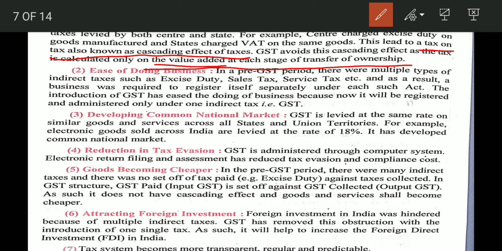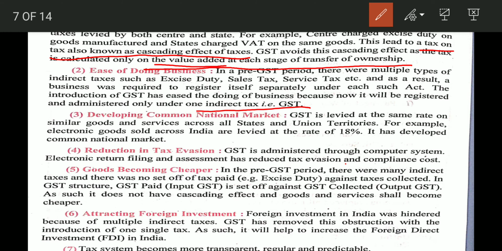Second one, ease of doing business. In pre-GST period, there were multiple types of indirect taxes such as excise duty, sales tax, service tax, and as a result, a business was required to register itself separately under each such act. The introduction of GST has eased the doing of business because now it will be registered and administered only under one indirect tax, that is GST.